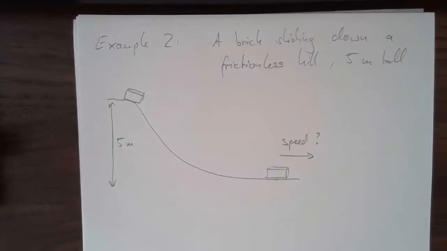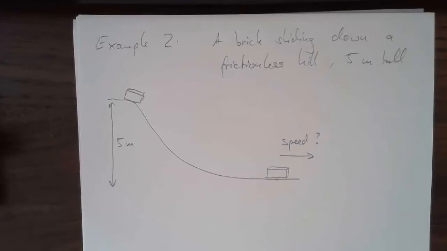In the second example, we have a very similar situation with the same brick, and again it's going to go down by a height of 5 meters, but this time it's going down a hill, like the side of a hill. Now, of course, we could analyze the shape of the hill, work out the normal forces, what's the acceleration down the hill, do kinematics, presuming we know enough about the shape of the hill, and we could find the speed at the bottom that way.